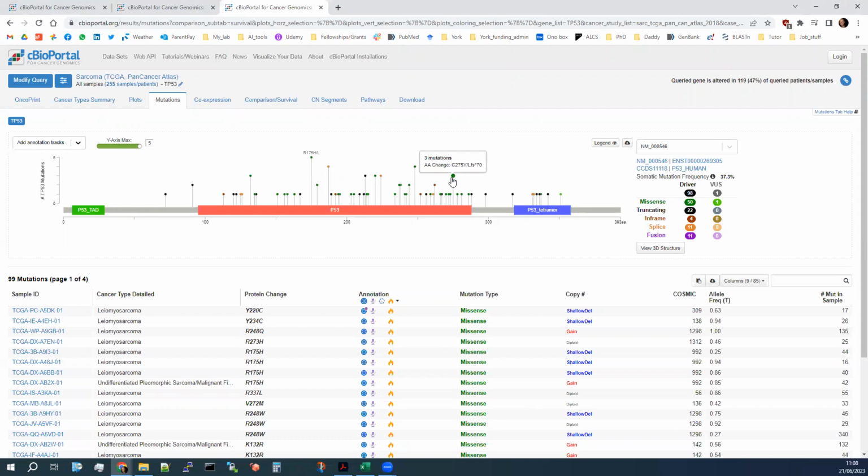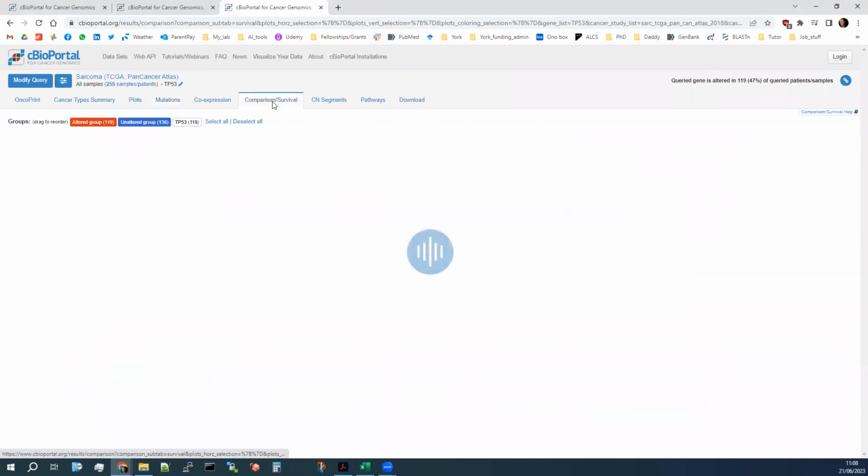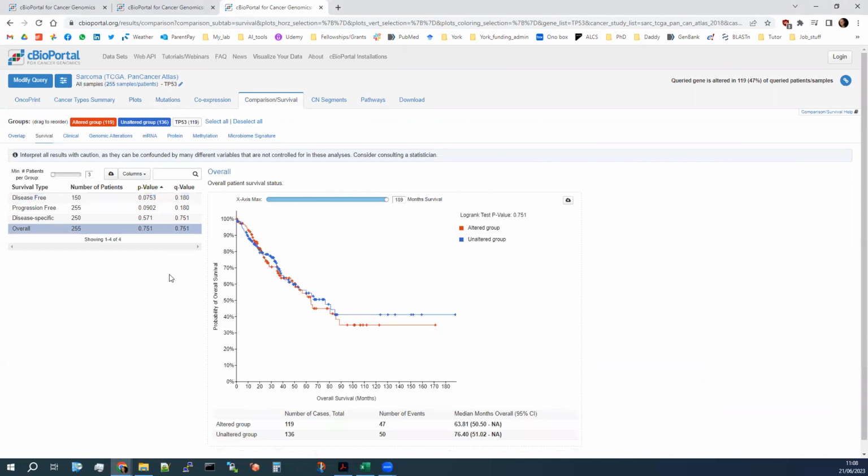Okay. Now, even though these are quite common, if we actually go in and look at survival, you can see there's no difference. Now that's strange because they're really, really common, these mutations. They're having the same impact as we saw across the whole TCGA cohort, but with TCGA as a whole, there was a significant difference between these two groups.